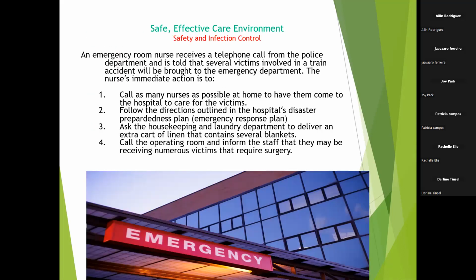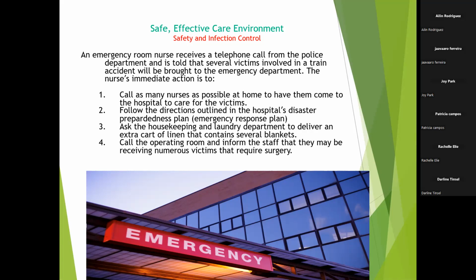So let's focus on a couple more things before we conclude. This is an example taken directly from one of the 8 client needs categories on boards. It's under safety and infection control. Remember, you need to be above the passing standard on all 8 sections to get a license. So this is a question. Let's see how you guys can answer this one.